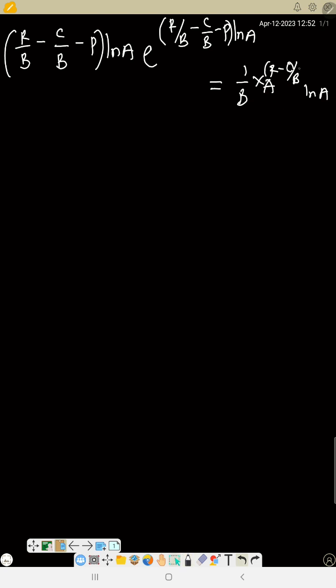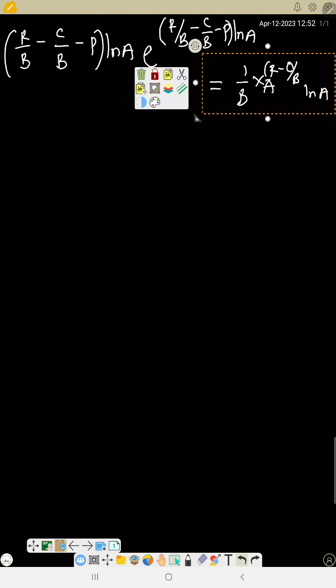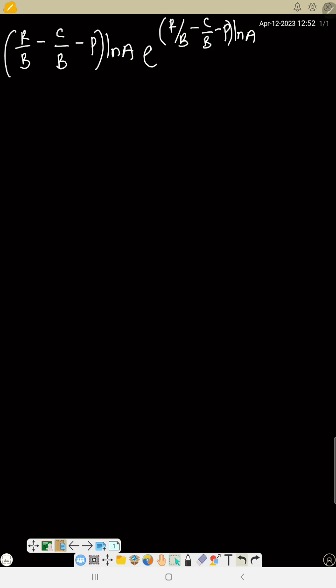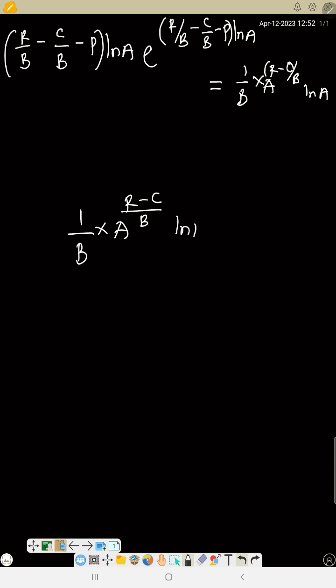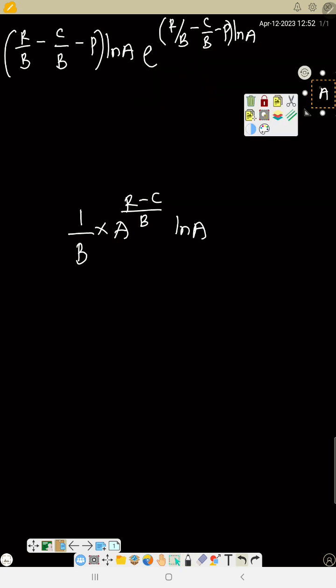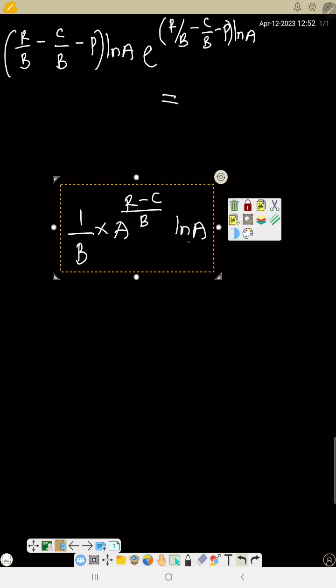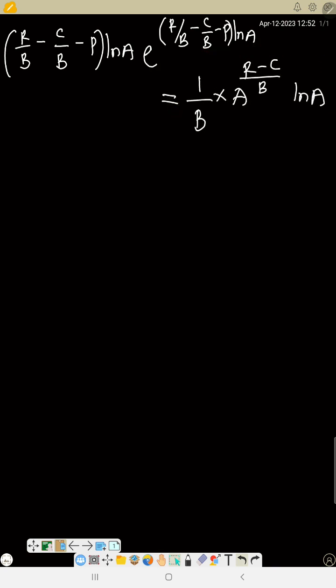So let me write this. It equals 1 over b times 1 over b times a raised to power r minus c over b ln a. So that's what I want to write here. Because of space, it equals this.